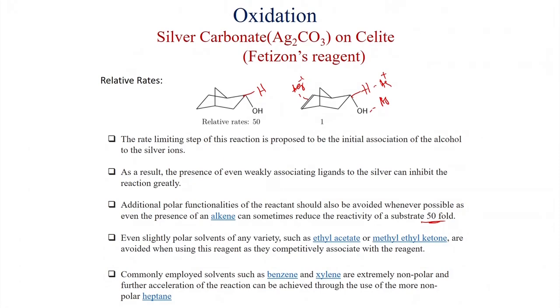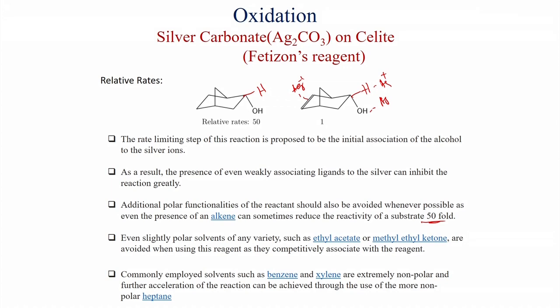Now, with silver carbonate or Fétizon reagent, we have seen that this is very useful for oxidizing benzylic and allylic alcohols. Also, its reactivity is more with secondary alcohol than primary alcohol. So, secondary alcohol is much more reactive than primary alcohol, and it has been found that in a diol where primary and secondary alcohol are present, the secondary alcohol is selectively oxidized to the ketone and the primary alcohol is left untouched. Also, different fragmentation reactions, like a propargylic alcohol, can be fragmented with silver carbonate with liberation of acetylene. You can get the carbonyl compound, and this reaction is also much faster compared to other saturated secondary alcohols.